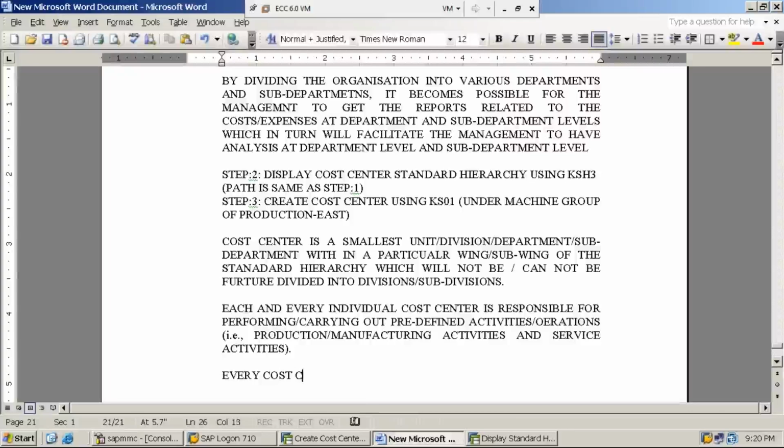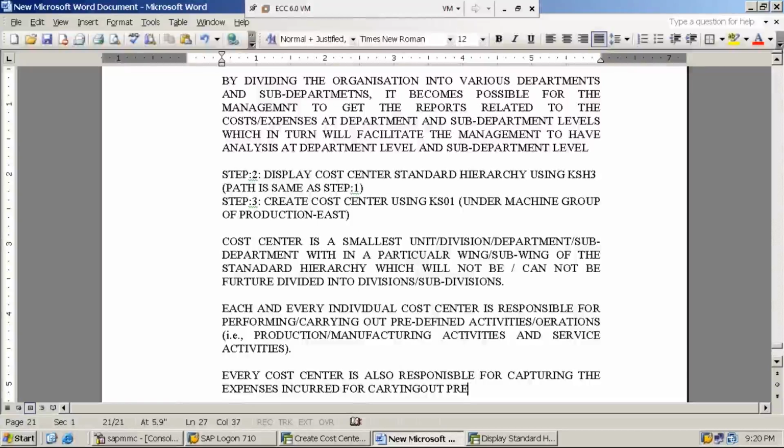Every cost center is also responsible for capturing the expenses incurred for carrying out predefined activities.